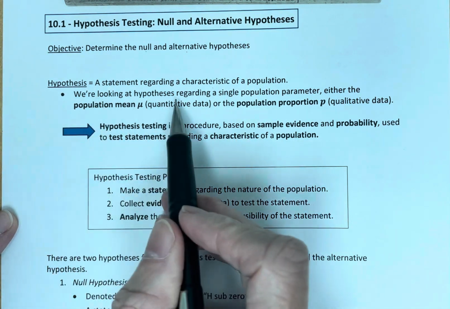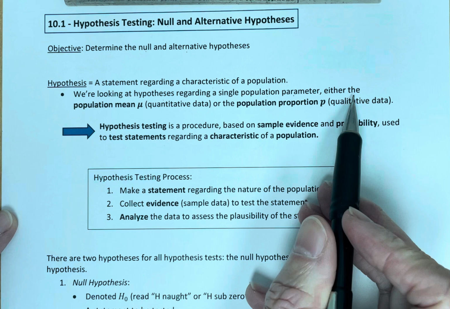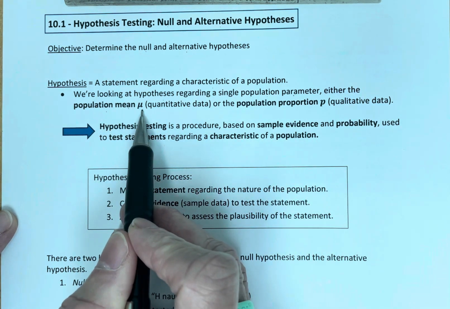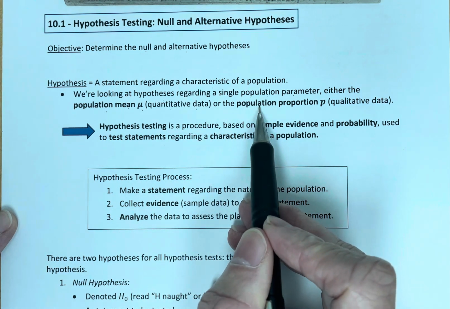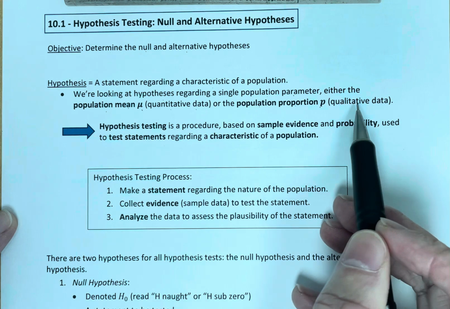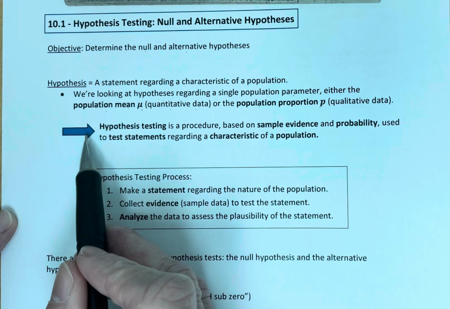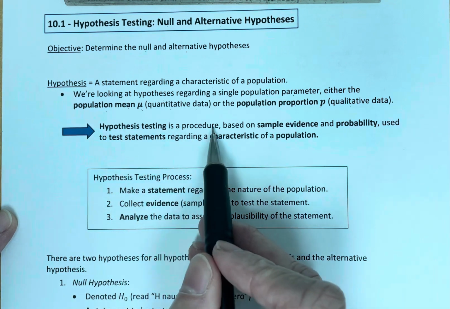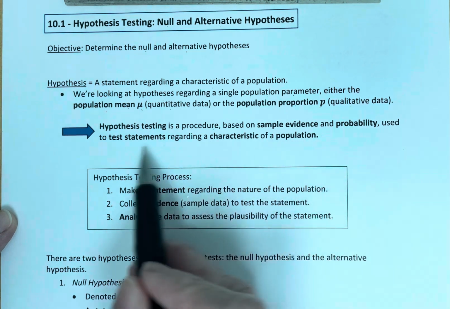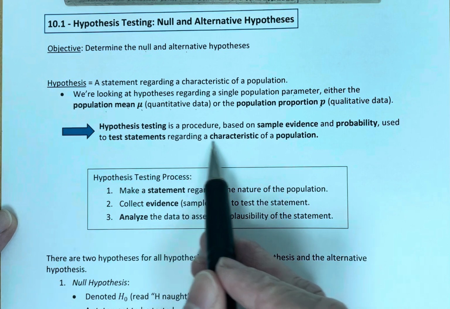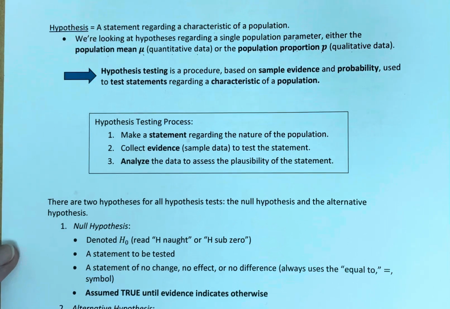We'll be looking at hypotheses regarding a single population parameter, either the population mean, mu, and again, this will be for quantitative data, or the population proportion, p, and this will be for qualitative data. In simple terms, hypothesis testing is a procedure based on sample evidence and probability used to test statements regarding a characteristic of a population. So what is the process?